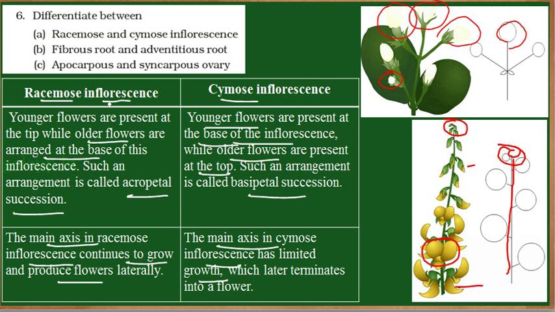So racemose inflorescence and cymose. In racemose, older flowers are present at the base, younger flowers are present at the tip and the main axis does not terminate with the flower. In case of cymose inflorescence, older flowers at the tip, younger flowers at the base and the main axis always terminates with a flower. So the growth is limited over here. So these are the differences between racemose and cymose inflorescence.